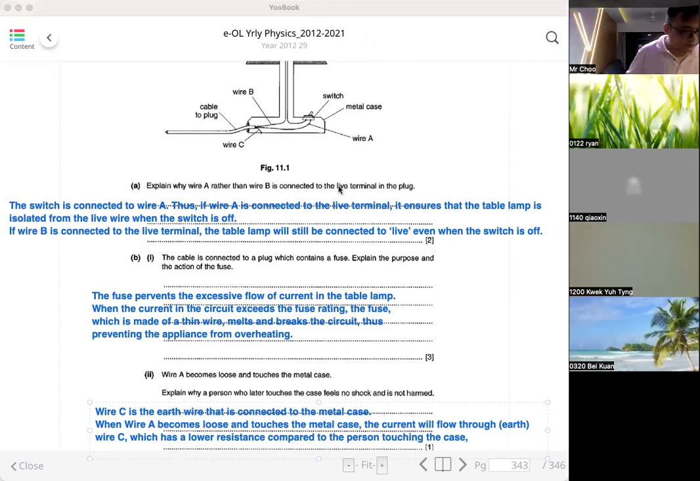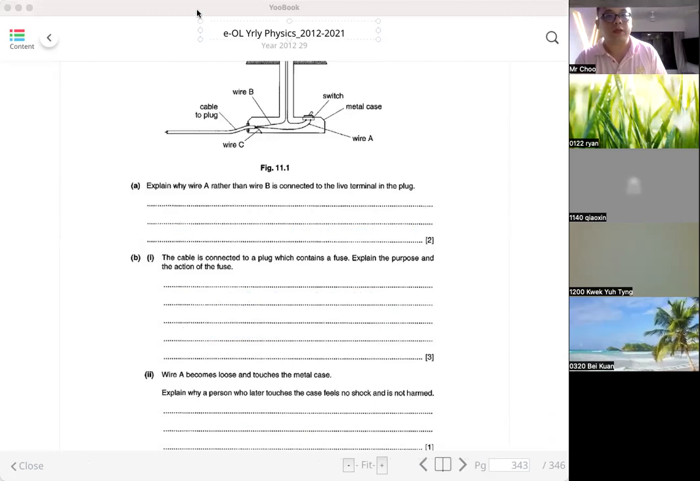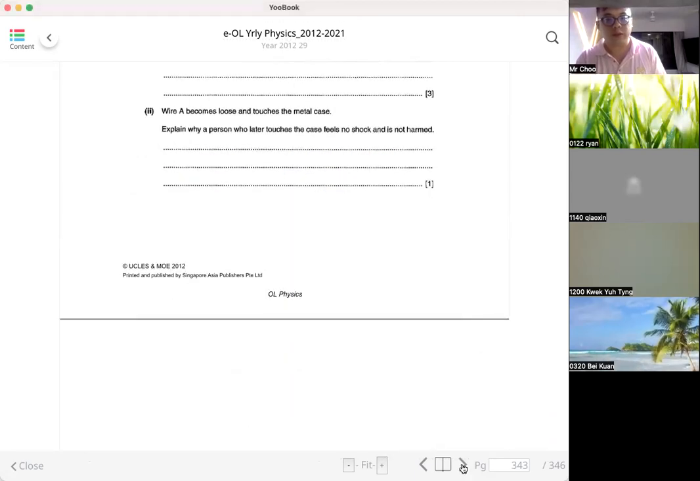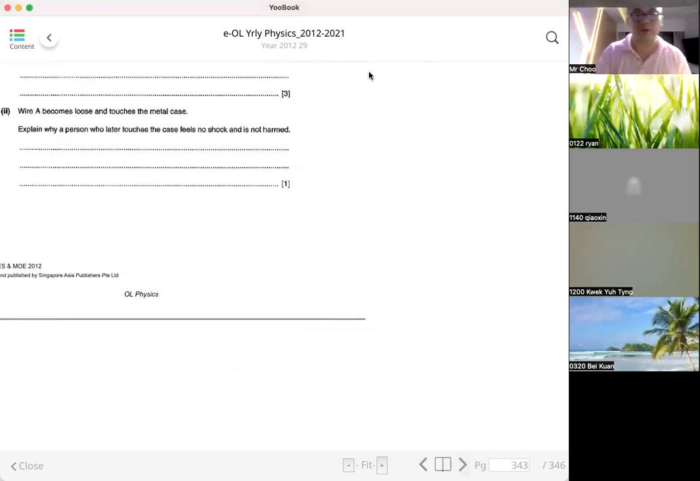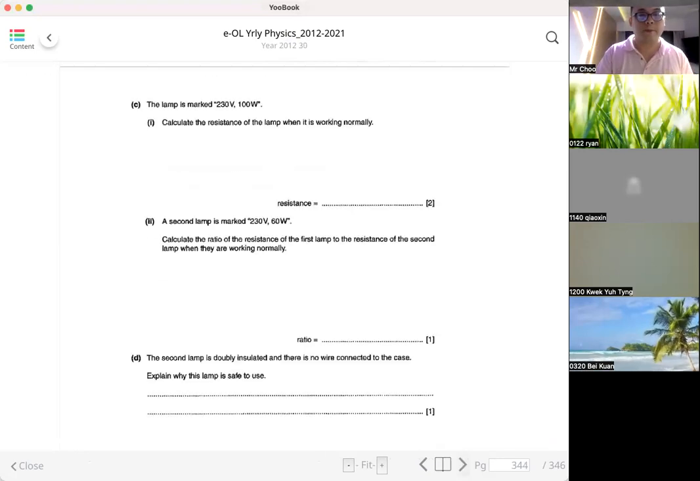Okay, let's do 4 more marks of questions. Okay, so you are clear already. Let's carry on to the last page. Then next week you continue the rest. The lamp is marked like this. So can you calculate the resistance of the lamp? Then the second lamp is marked like this. Can you find the ratio? Okay, do these two questions.